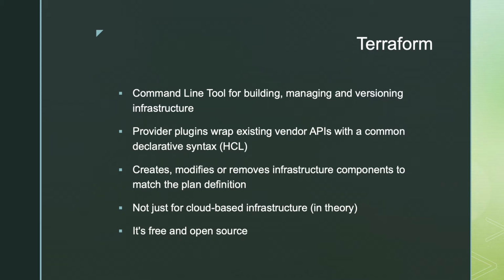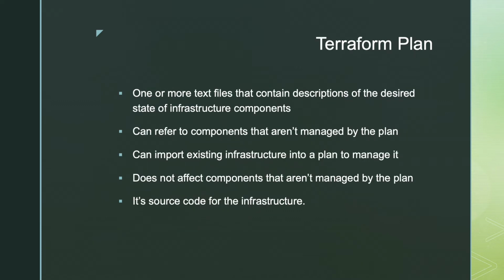There are plugins called providers for many cloud and enterprise scale services, such as AWS, Azure, Google Cloud, and vSphere, which means that a single group of Terraform files can manage infrastructure across multiple clouds and platforms. A Terraform plan is a directory of Terraform source code files that contain descriptions of cloud components that you want to create and manage. These descriptions can include references to things that weren't created by the plan and already exist, and you can also import references to existing infrastructure to start managing it with Terraform.